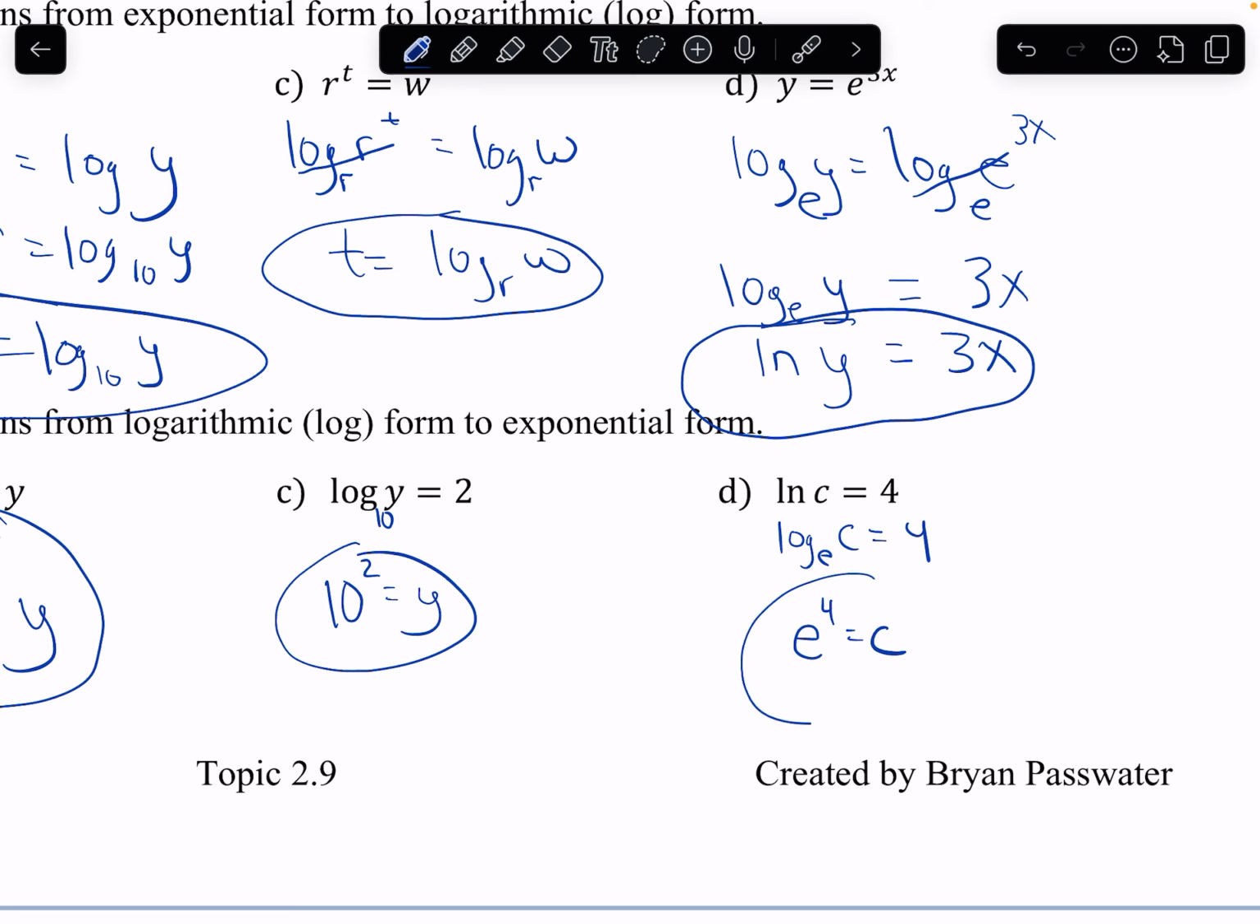And that's your answer. I rewrote the logarithm as an exponential. So please know how to read the logarithms. It's going to make things a lot easier. What power do I raise e to get c? It tells me 4. That's the power I raise e to get c. So I go ahead and write it down. E to the 4 equals c.